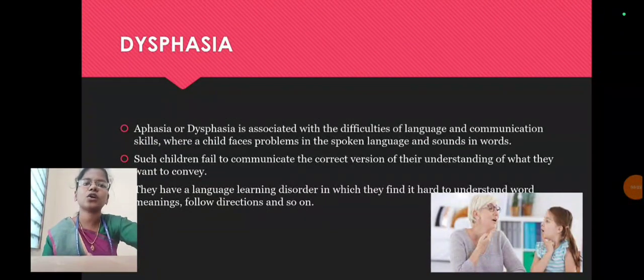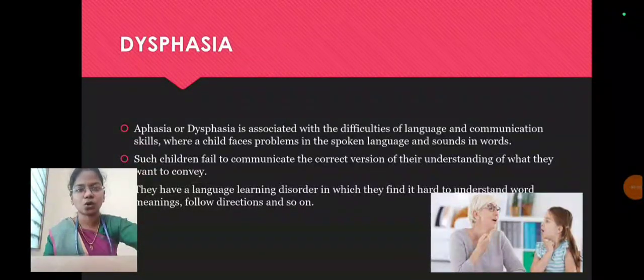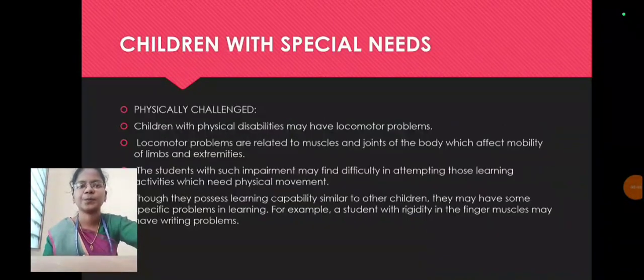Dysphasia, which is also called aphasia, is associated with difficulties of language and communication skills. Here a child faces problems with spoken language, sounds and words. Such children fail to communicate the correct version of their understanding of what they want to convey. They have a language learning disorder in which they find it hard to understand words and meanings, and they are not able to follow directions and so on.